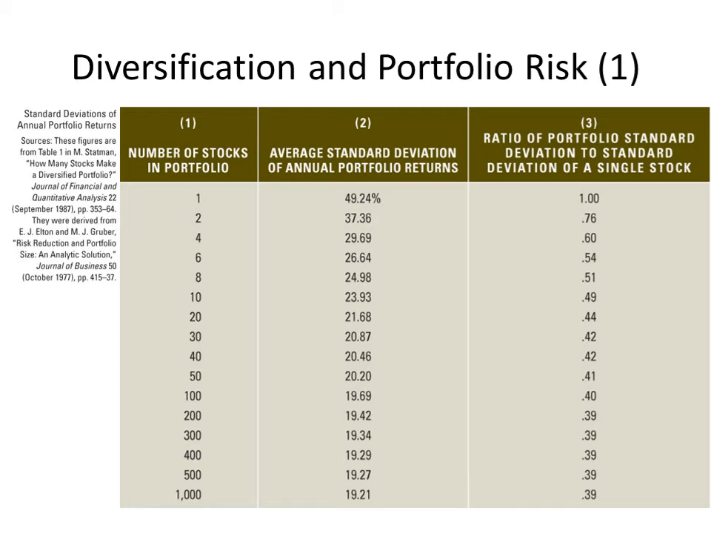Notice that whether you've got 200, 300, 400, 500, or 1,000, we're still stuck in this neighborhood of 39% of the standard deviation of a single stock. And so additional stocks help out diversification-wise, but it helps more when you're going from 1 stock to 2 stocks than when you're going from 500 stocks to 501 stocks. Also notice that there's a portion of risk that we just can't get rid of.